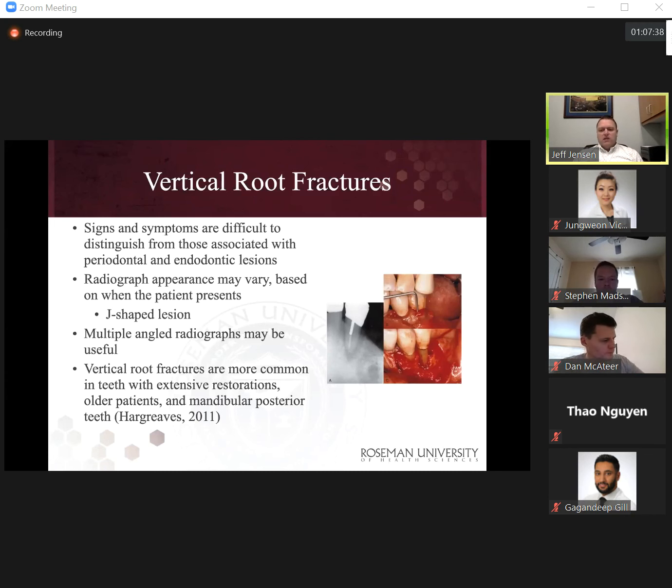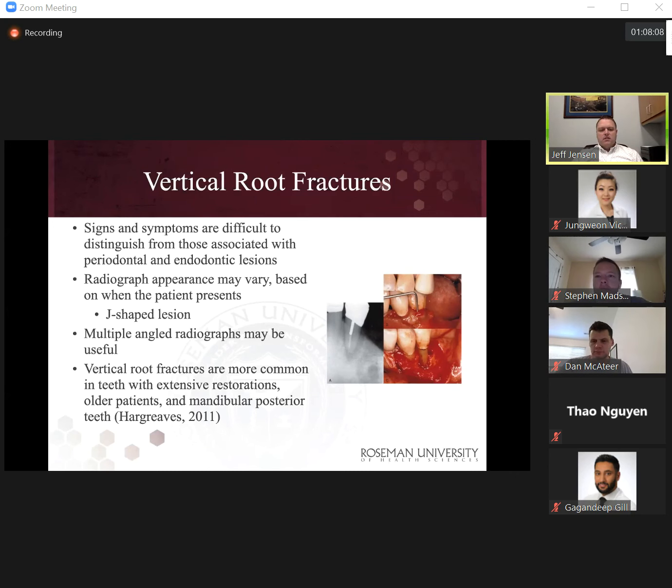Again, you can look at the radiograph, and occasionally you'll see what we call a J-shaped lesion. If you look at the radiograph there on the right, the lesion extends from the distal down around the apex like a little J. So that's something to look for. That's typically there after the crack's been there for a little while. Okay, it's not necessarily going to happen the first day. You may want to take multiple angles of radiographs to see if you can see a lesion like that.